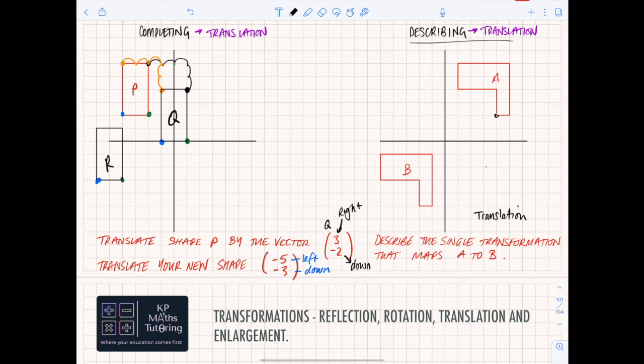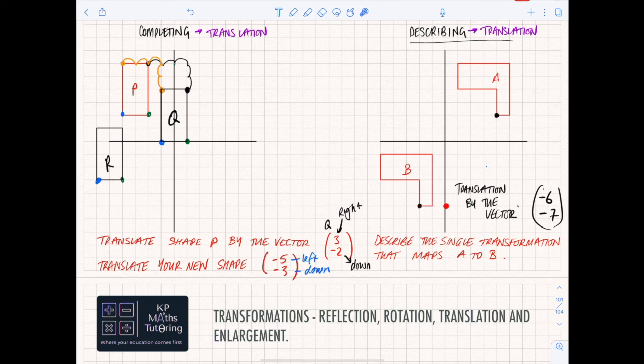Pick a point, so I'm going to pick this bottom corner, go to this bottom corner. For me to do that, I go 1, 2, 3, 4, 5, 6 left. So 6 left means I'm going to go minus 6. Then 1, 2, 3, 4, 5, 6, 7 down, minus 7. So you would say translation by the vector minus 6, minus 7.